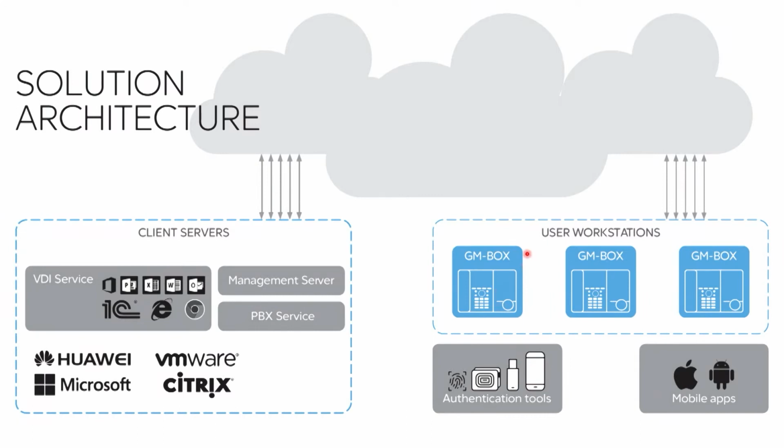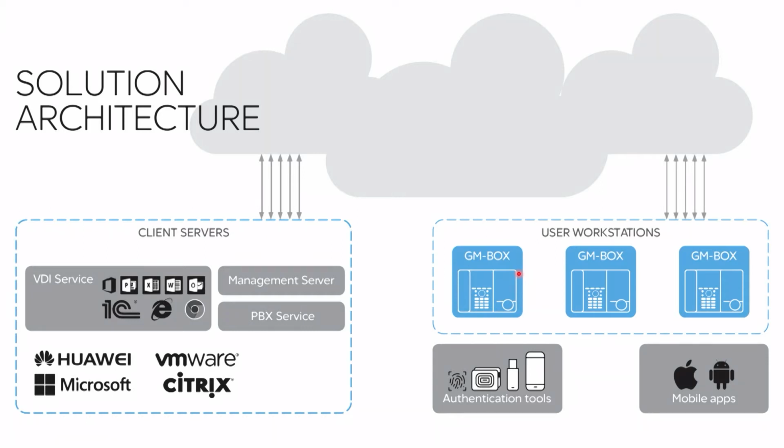So this profile with all details is pulled from the GMBox management server to the workstation, also with some credentials and notifications and addresses of PBX services and VDI services. And after this, the user, on whichever device he chooses to use, gets all applications, all software, everything.